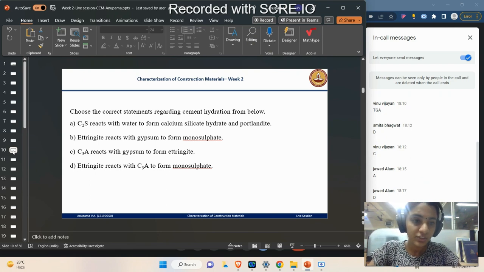Okay. So Javed says option A is correct. Which means that B, C, D are wrong, just A is correct. Okay, so what about others?